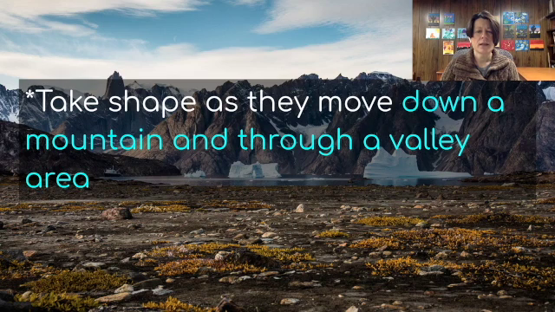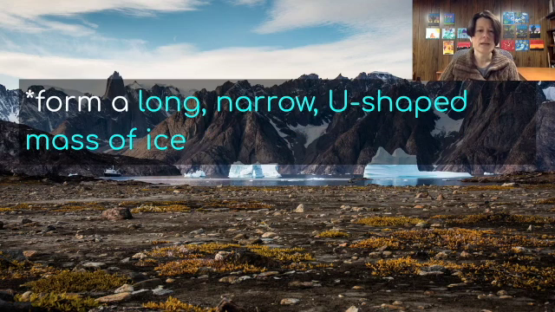They take shape as they move down a mountain and through a valley area. So basically they slide down the valley. They're like a slow moving stream or river of ice. And they form a long, narrow U-shaped mass of ice. That's why they form those U-shaped valleys, because they dig out everything as they go, making a nice, smooth U shape, which we commonly actually see in our area.